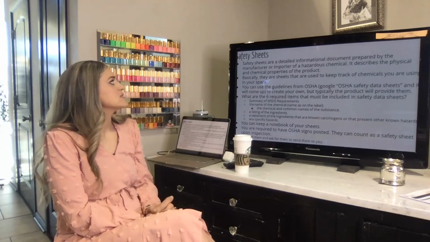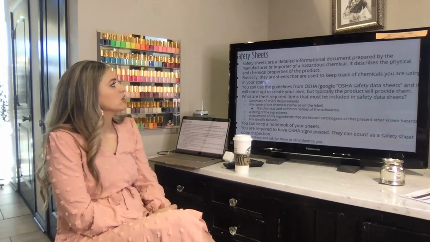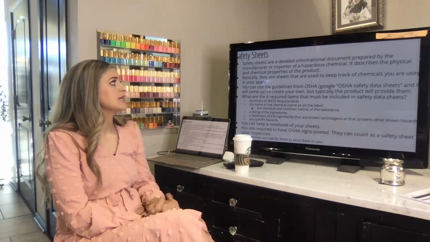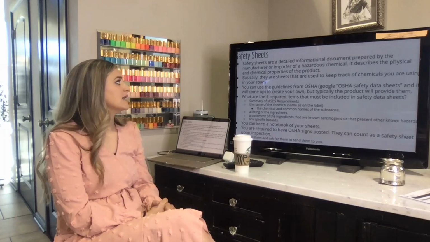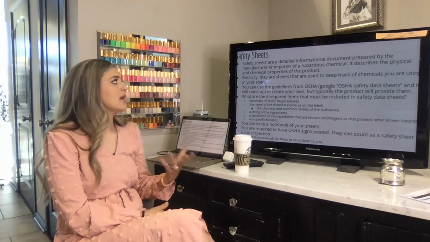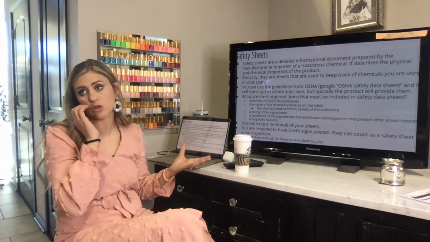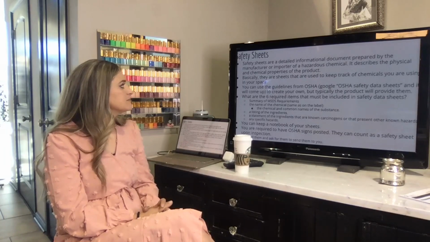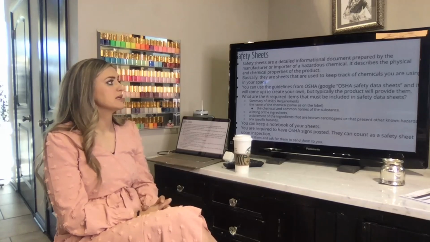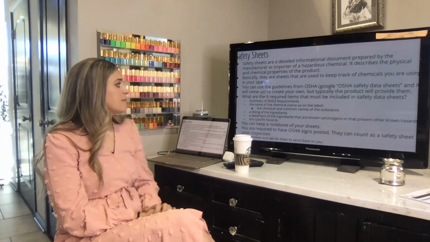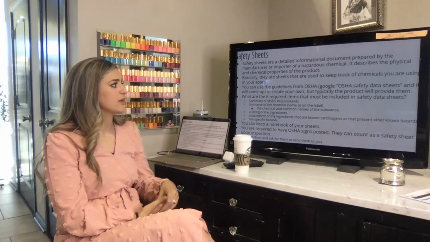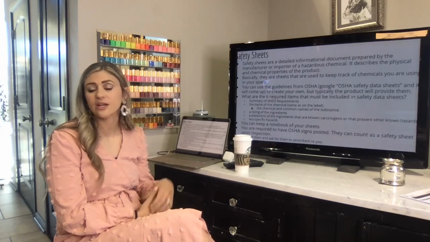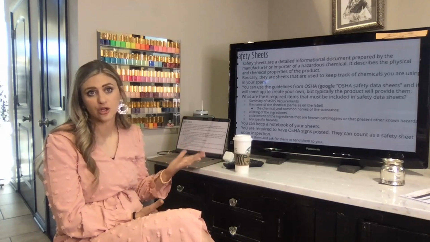Okay, so safety sheets. We are supposed to have a record of all of the chemicals that we are using in our space at a time. The safety sheets are basically a detailed information document prepared by the manufacturer that tells us how to properly use the chemical that we're going to be using. It describes the physical and the chemical properties of a product. Basically, they are sheets that are used to keep track of the chemicals you're using. You can use the guidelines from OSHA, like we talked about yesterday, and create your own. If you can't, you can very easily find safety sheets on the product that you're using.